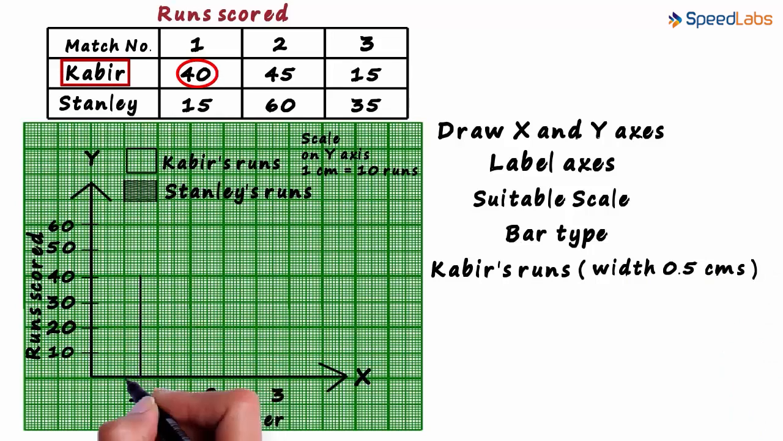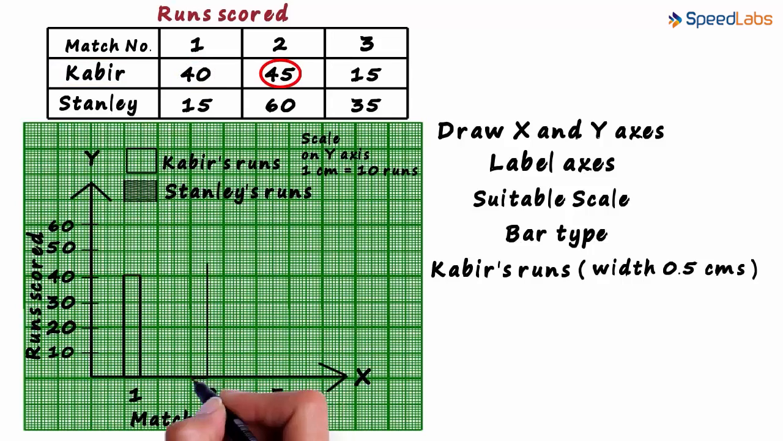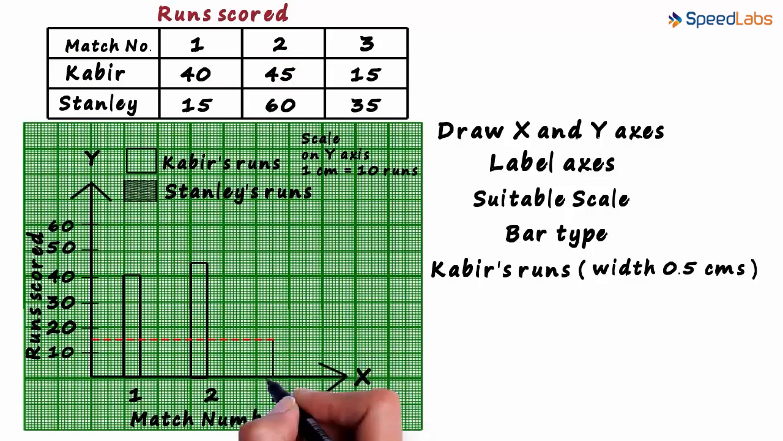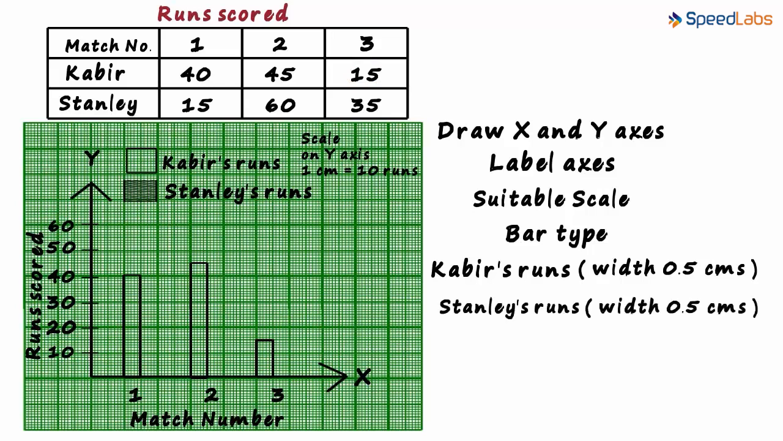That will be a bar of length 4 centimeters. In the second match, he scored 45. So we draw an unshaded bar of 4.5 centimeters. And then a bar of 1.5 centimeters to represent 15 runs. We are done with the bar graph for Kabir. Now next to these bars, we can draw the bars to represent Stanley's scores in the 3 matches respectively.